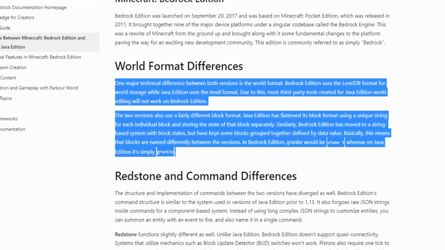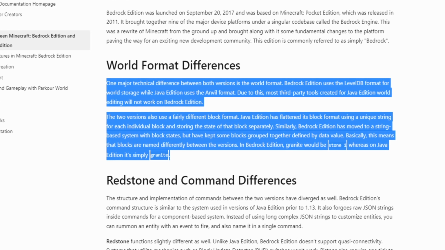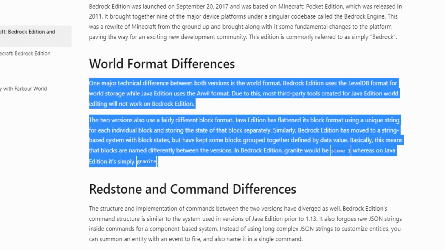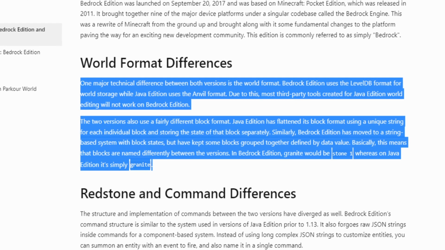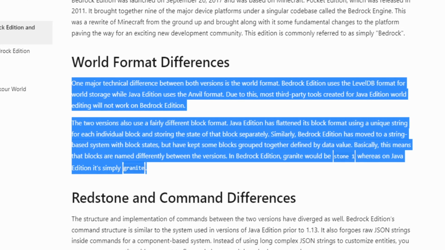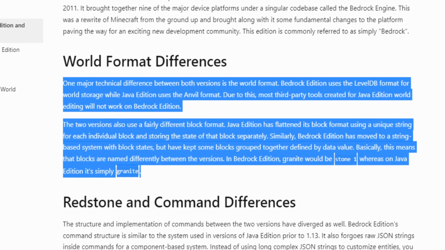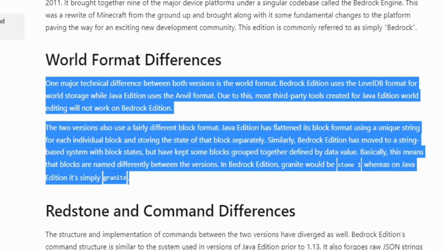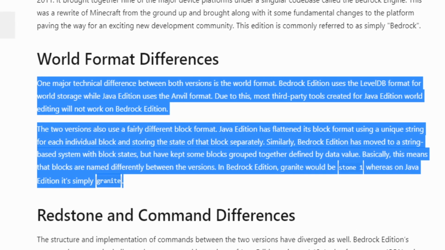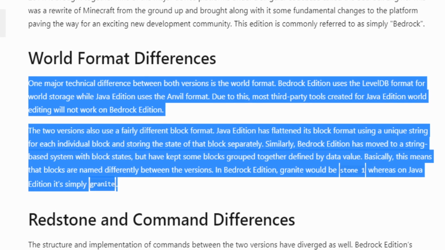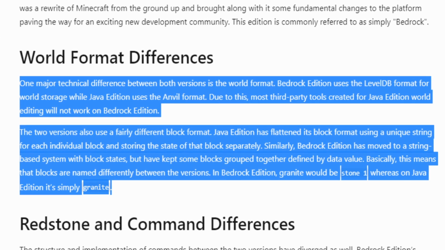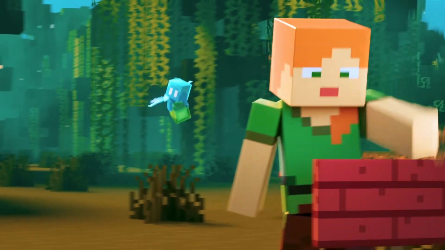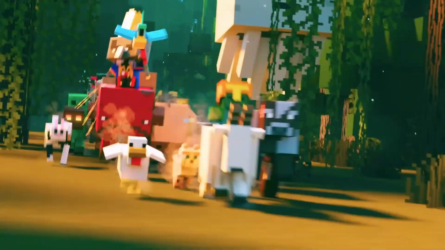Java edition has flattened its block format using a unique string for each individual block and storing the state of the block separately. Similarly, the Bedrock edition has moved to a string-based system with the block states, but has kept some of the blocks grouped together, defined by a data value. Basically, this means that the blocks are named differently between the versions. In the Bedrock edition, granite is stone 1, whereas on Java edition it is simply granite. So as you can tell, there are some differences within the gameplay itself, but it is very minor.